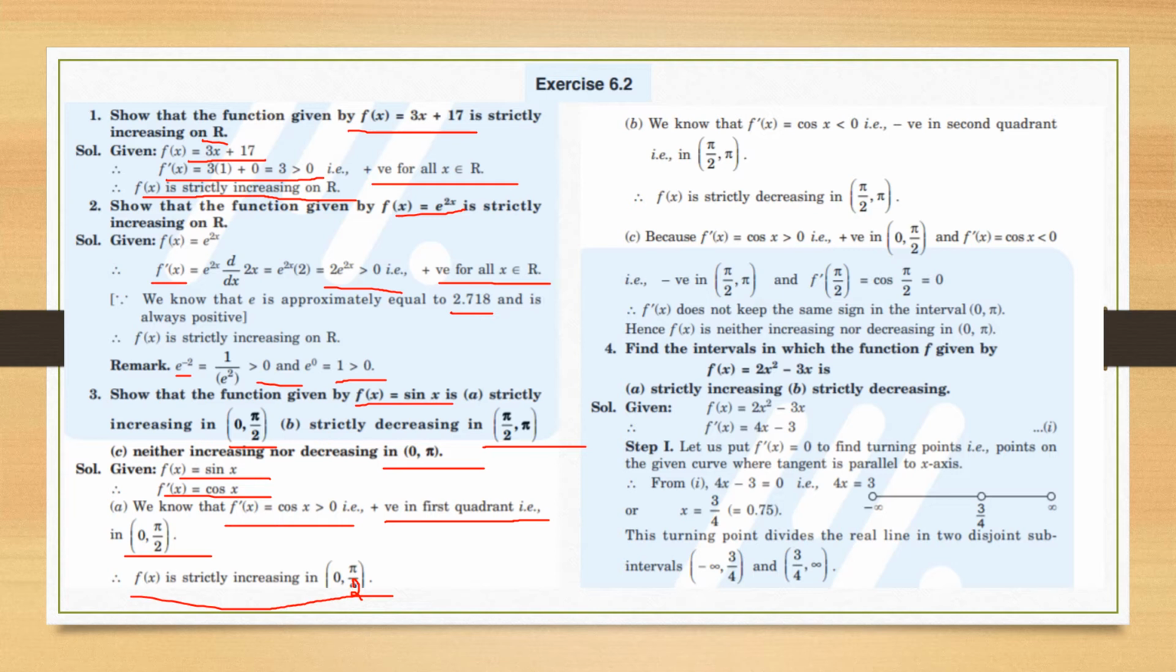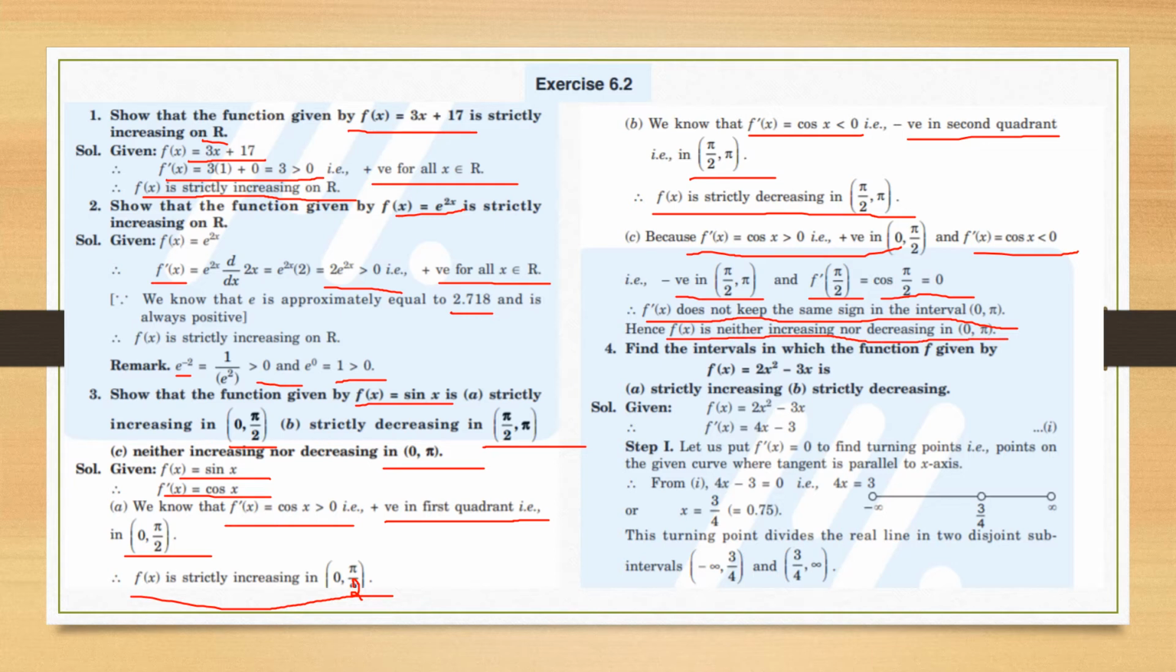Now part B: we know that my derivative is cos x, which is negative in quadrant number 2, that is pi by 2 to pi. So that means my function is strictly decreasing on 90 and pi. Now what is happening is that the derivative of the function is positive in 0 to 90, negative in quadrant number 2, that is pi by 2 to pi, and moreover the value of the derivative at pi by 2 is 0. So f dash x does not keep the same sign in the complete interval 0 to pi. So we conclude that it is neither increasing nor decreasing in 0 and pi.